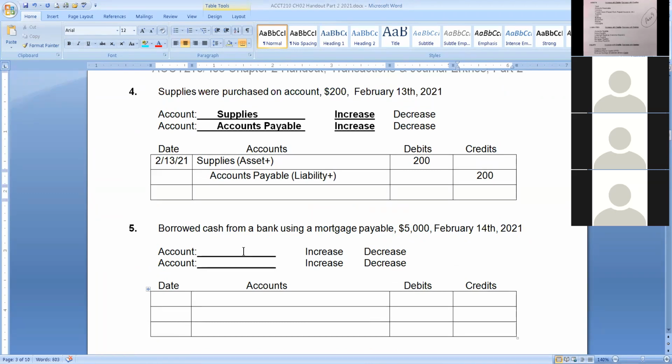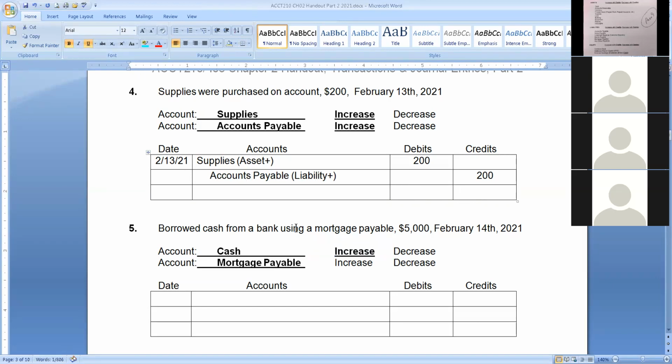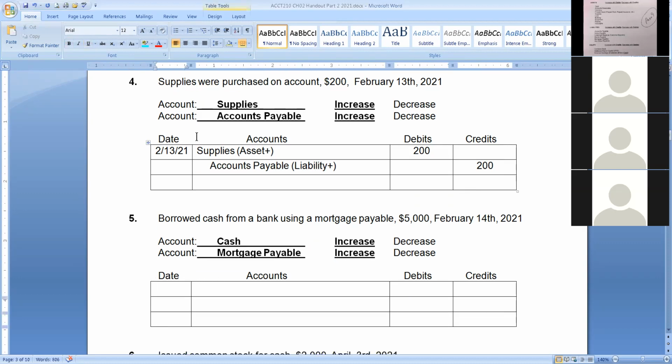Borrowed cash from the bank using a mortgage payable. Okay, well, I'll put the accounts in, and then you guys can tell me if they go up or down. Cash. Cash, is it going up or down? Up. Yep. Mortgage payable, up or down? Up. Good, up. We owe more now. So these are both going up. Cash is going up, but our liabilities are also going up. It's actually similar to this one up here.